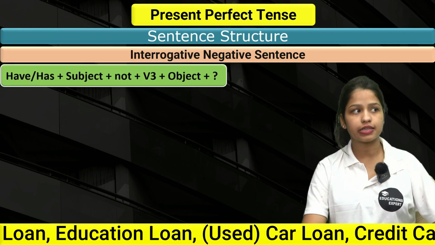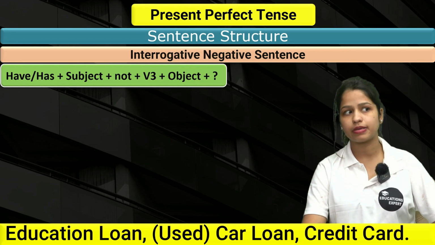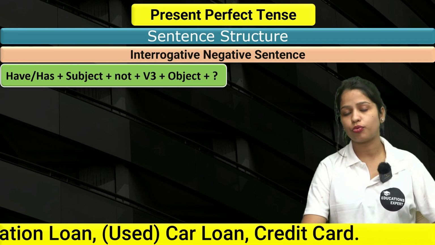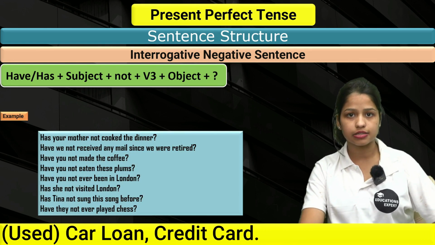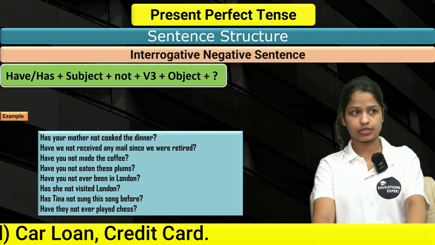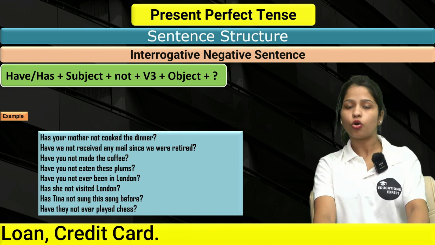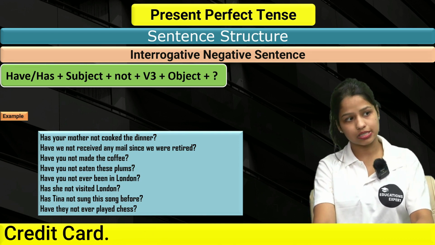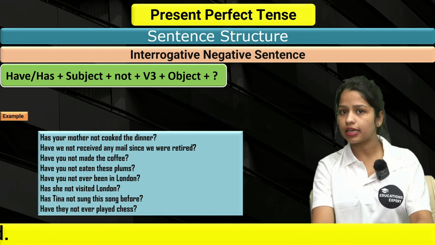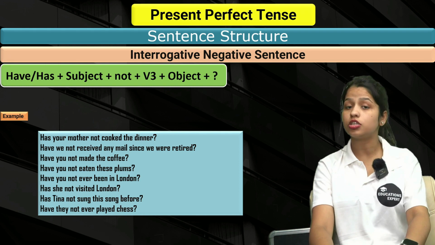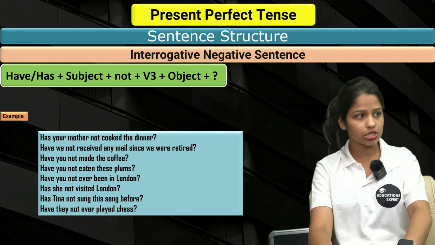In interrogative negative sentences, the whole sentence structure is exactly the same. You just have to put not after the subject. These are the examples of negative interrogative sentence structure. I hope you are already clear with the interrogative sentence structure, so I'm going to read them out for you all. If anything needs to be explained, I'm going to explain it to you.